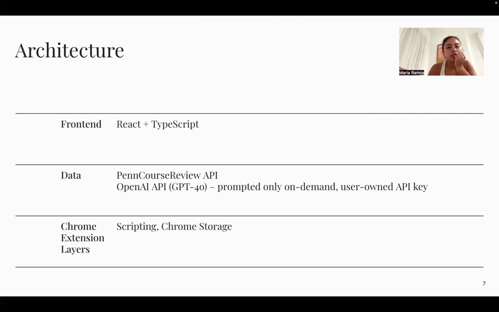In terms of architecture, this looks like a threefold structure. For the front end, we were working primarily in React and TypeScript. Then data-wise, our data was derived from Penn Course Review's API, as well as OpenAI's API with GPT-4o. And then lastly, the Chrome extension layers, which was just scripting and Chrome storage.